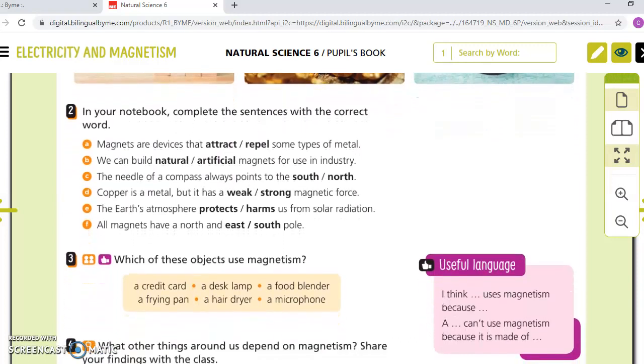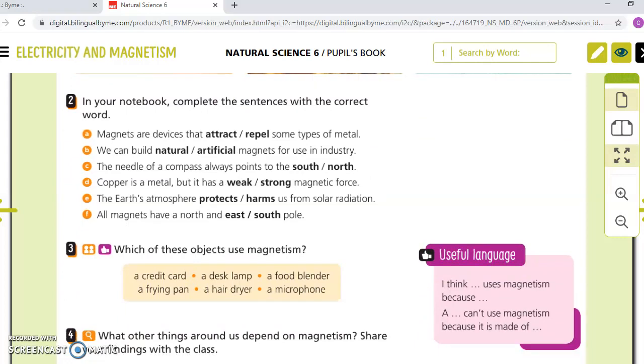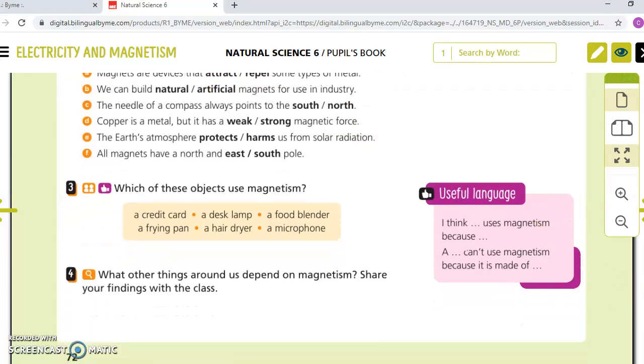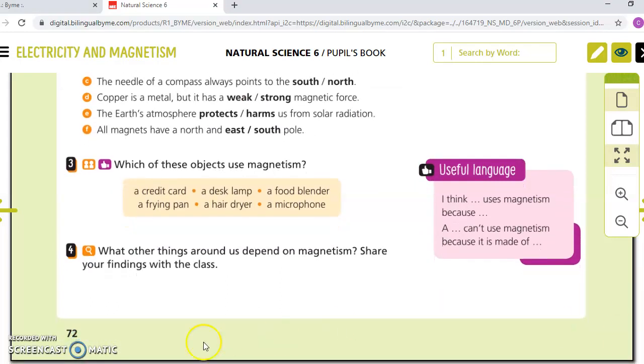Now exercise number 2: in your notebook, complete the sentences with the correct word. As always, copy the headline and then the sentence, and don't copy the 2 options, just the one that you think is right. Exercise number 3: which of these objects use magnetism? If you don't understand the meaning of them, as I said, go to WordReference or Cambridge Dictionary, which is very good too, and try to find the meaning. Write down the word, and next to it, please write what you think. All right, and that's all for today.